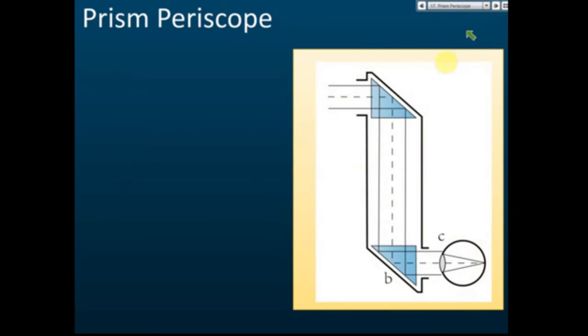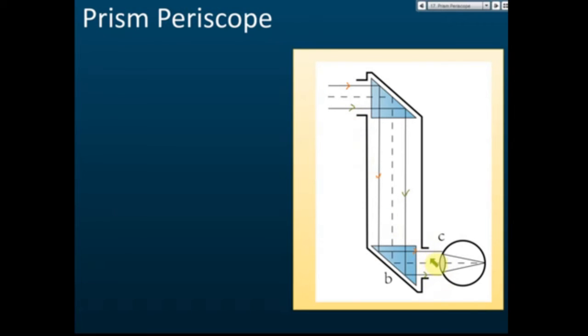Periscope. This is the diagram of a periscope. You can see that when a light ray goes in, it will be reflected, and then another light ray comes in and is reflected. And then you can see that the orange light is on top and the green light is below.